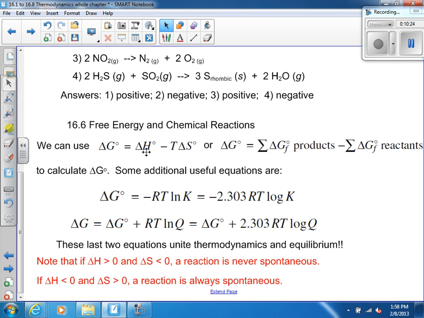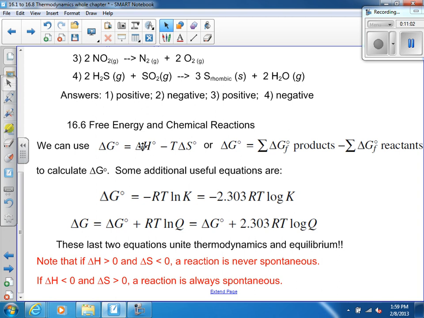If delta H is positive, greater than 0, and delta S is negative, less than 0, do you see that in this equation, if this is positive and this is negative, we have a positive minus a negative, which is always positive, and delta G is always positive, never spontaneous. If delta H is negative, and delta S is positive, greater than 0, we have a negative minus a positive. That must always be negative. I hope you mathematically understand that. So delta G would always be negative in this case, and the reaction is always spontaneous.